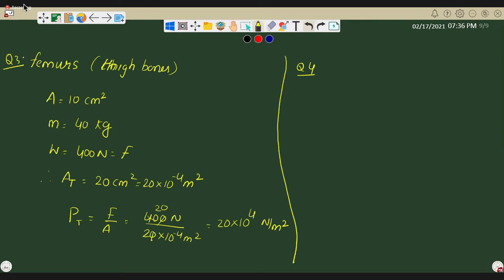Take g equal to 10 meters per second square. Density is equal to 1000 kg per meter cube. So find the pressure.